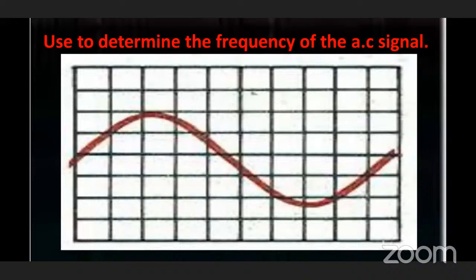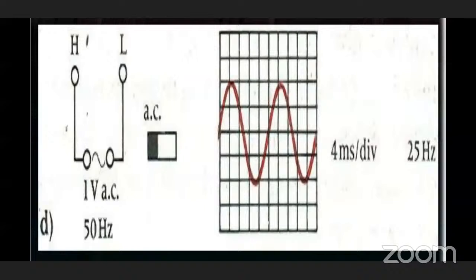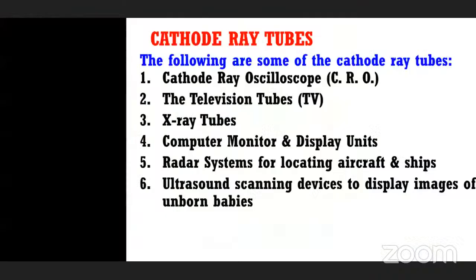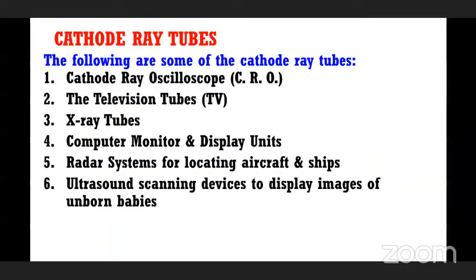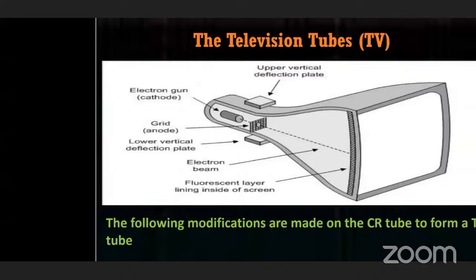And let us go to this one. We have 1.4 milliseconds per division. Then you have 25 hertz. How do we get this one? That is what I want us to look at now. How do we determine the frequency? How do we measure, or rather determine, the frequency of an AC signal using the CRO?